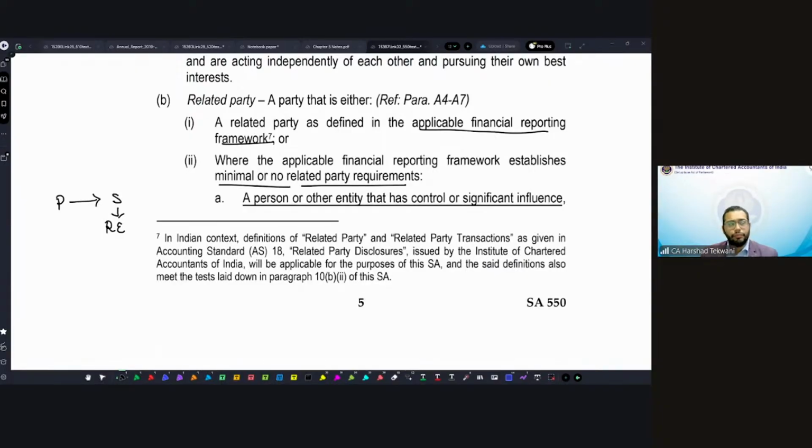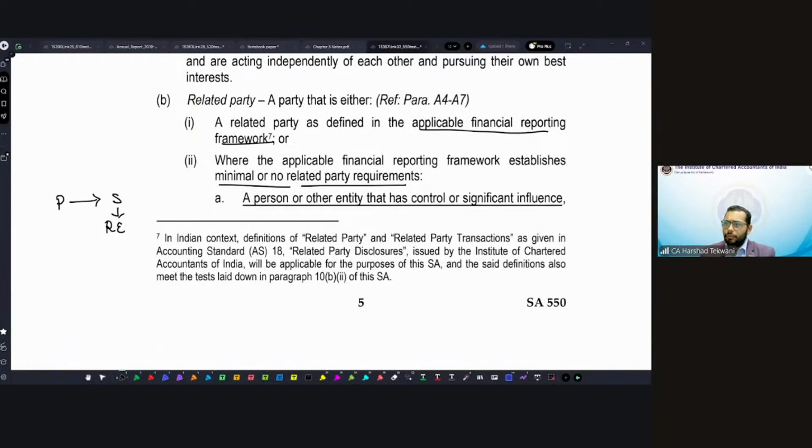Sure. The thing is whether the transaction is in line with the arm's length price. If it is at the arm's length price, then there is no issue. They can have it. And what if it's not at the arm's length price? What is the issue in that? Is it a misstatement? If a related party transaction is not at arm's length price, will you call it a misstatement? Yeah, definitely, it is a misstatement.